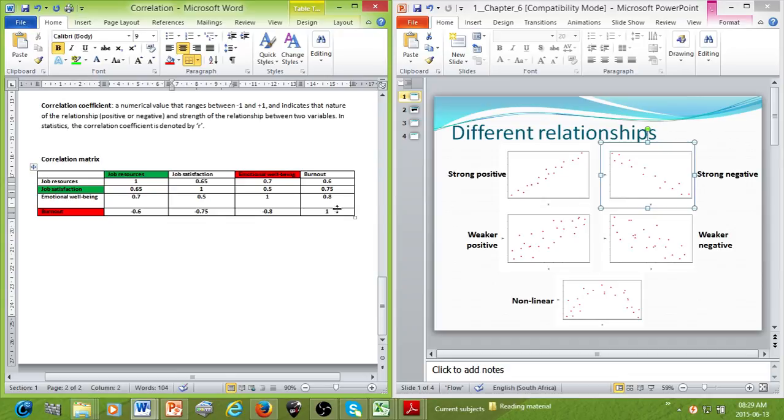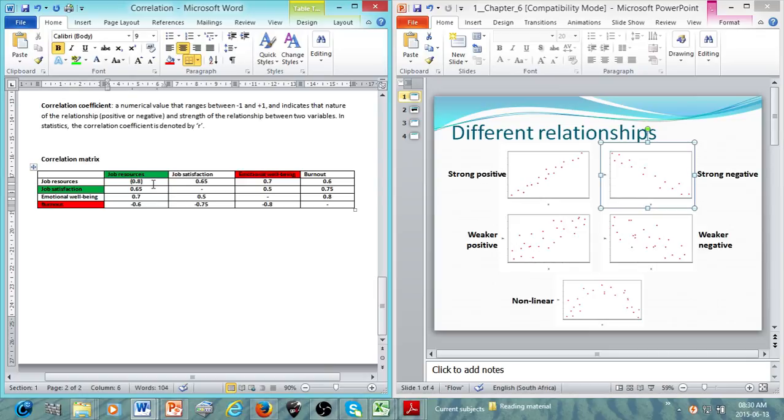In an article, often a researcher will just remove these values and put a dash in place over there. Another thing that I've seen researchers do, in the articles that they write, is that where the variable intercepts itself, they'll put the Cronbach alpha coefficient of the test that was used to measure that variable. For example, if the Cronbach alpha coefficient of the test that was used to measure job resources is 0.8, they'll put 0.8 over there.